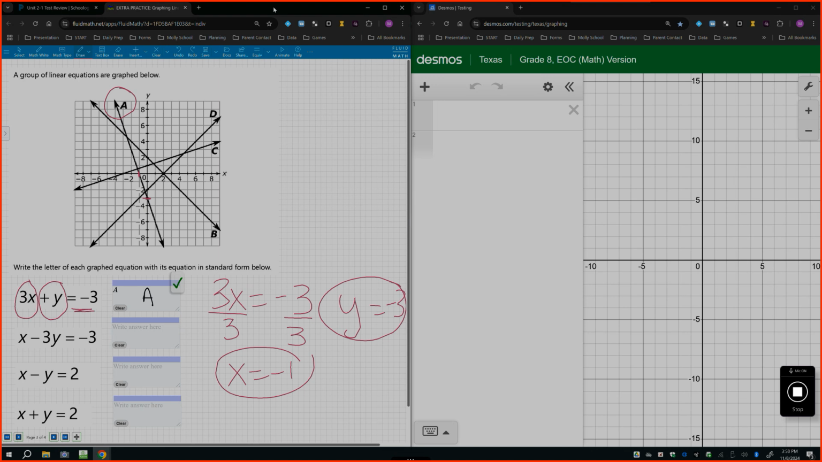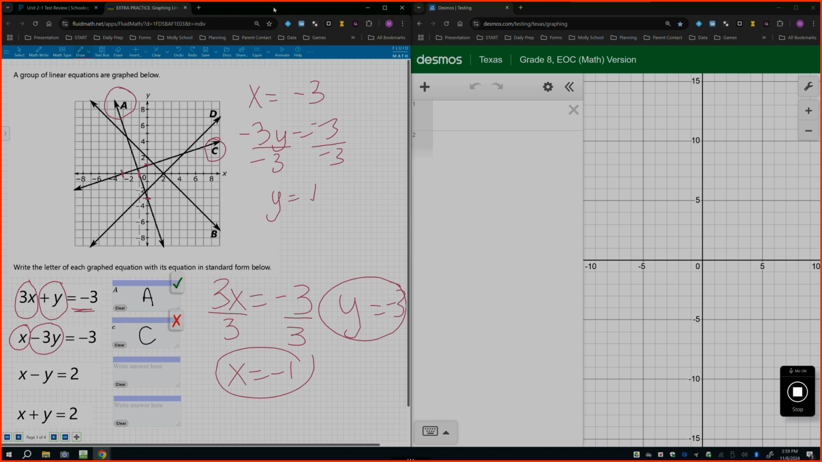Okay, let's look at the second one. So I've got two pieces here. I've got x and negative 3y. So I have x equals negative 3. Love that for me. It's already done. And then I've got negative 3y equals negative 3. Divide both sides by negative 3. I get y equals 1. Is that right? Yeah. Okay, so I'm looking for the one that goes through an x-intercept of negative 3 and a y-intercept of positive 1. That's going to be line C.